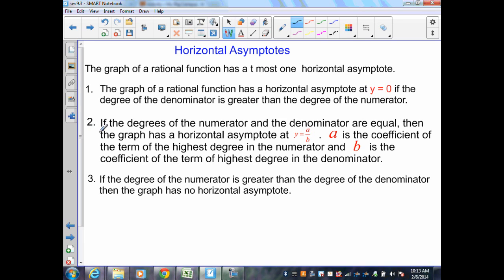2, if the degree of the numerator and the denominator are equal, then the graph has a horizontal asymptote at y equals a over b. A is the coefficient of the term of the highest degree in the numerator, and b is the coefficient of the term of the highest degree in the denominator. And step 3, if the degree of the numerator is greater than the degree of the denominator, then the graph has no horizontal asymptote. Something else occurs when this happens, but we'll have to take a look at that in a different section.